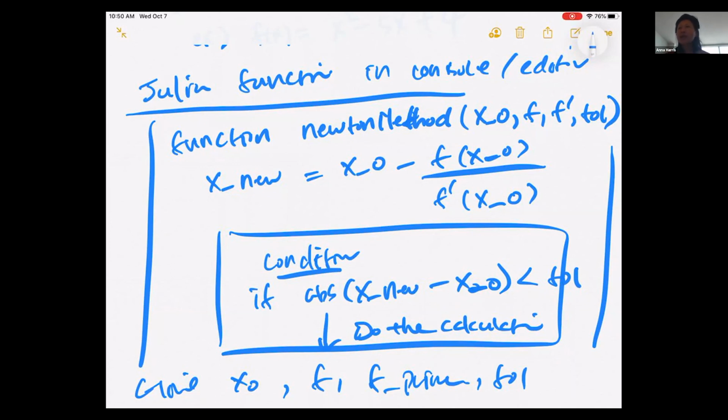Anybody have any questions so far? If you don't have any questions, this is your project: writing Newton's method in Julia to solve any kind of homework, any kind of equations that I give. You need to give me a solution. This is your project.